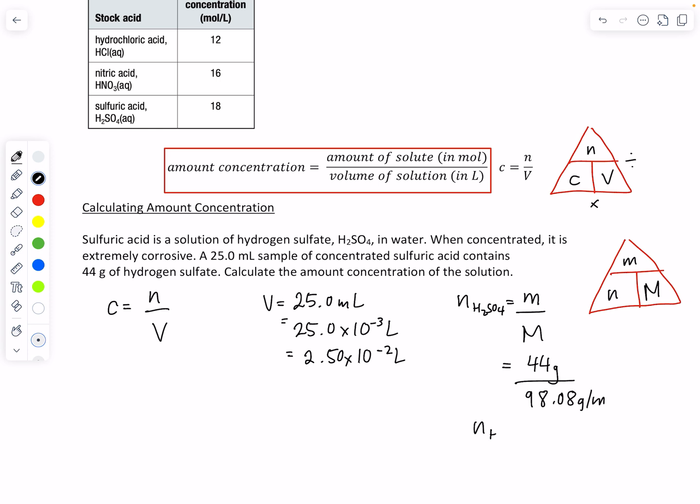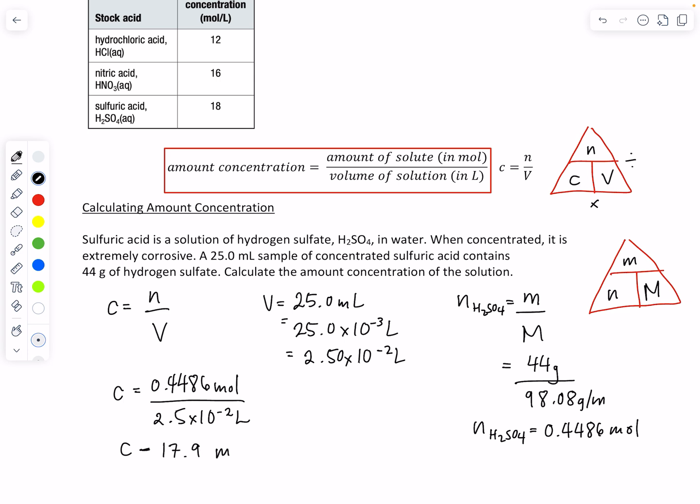That gives us an amount of 0.4486 moles of H2SO4. So let's go over here and calculate the concentration. Concentration equals number of moles divided by volume. Punch this into our calculator. And we get 17.9 moles per liter.